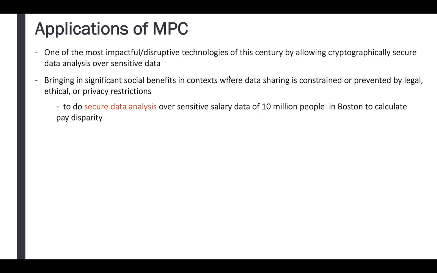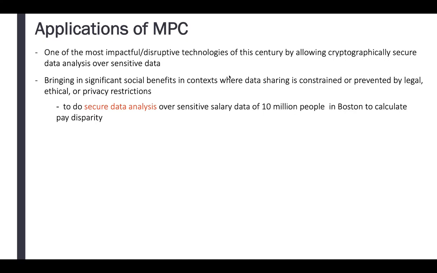Let me give you some examples. First, last year, MPC has been used to do secure data analysis over sensitive salary data of 10 million people in greater Boston area to compute pay disparity.